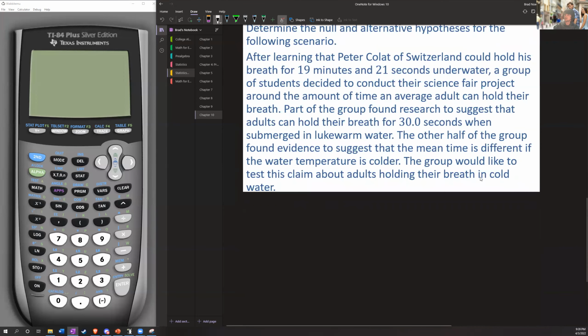Anyway, after learning that Peter Collat of Switzerland could hold his breath for 19 minutes and 21 seconds underwater, a group of students decided to conduct their science fair project around the amount of time an average adult can hold their breath. Part of the group found research to suggest that adults can hold their breath for 30 seconds when submerged in lukewarm water. The other half of the group found evidence to suggest that the mean time is different when the water temperature is colder. The group would like to test this claim about adults holding their breath in cold water.